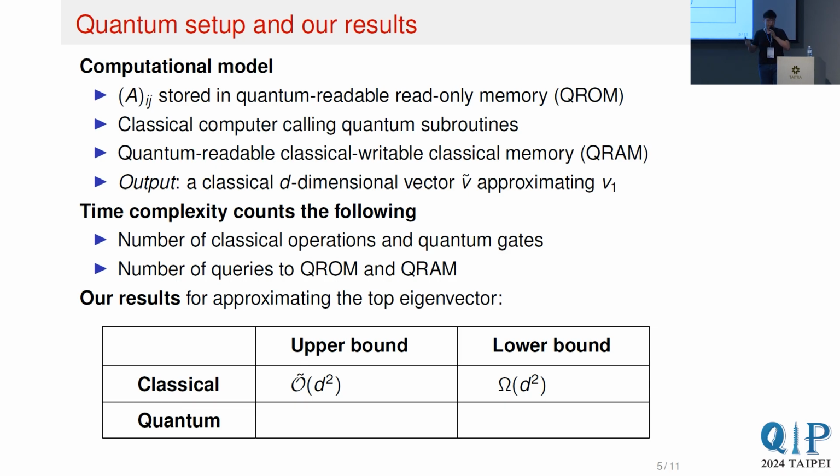We would like to focus on the quantum tight upper and lower bound here, which is d to the 1.5 for both the upper and the lower bound. And please note that during the talk, when I talk about the upper bound, I always mean the time complexity. When I mention the lower bound, I always mean query complexity. Okay? I will wait here for 5 seconds for people taking pictures.